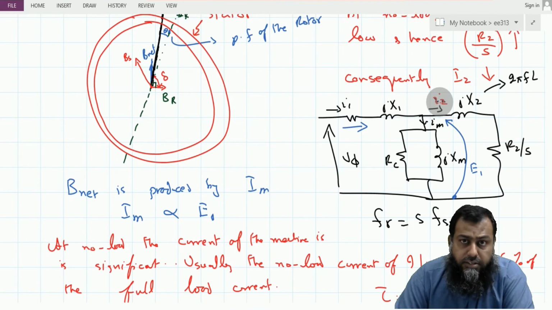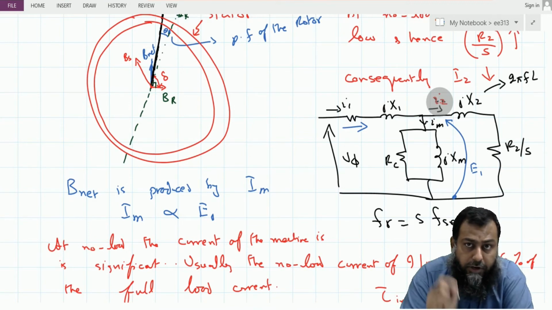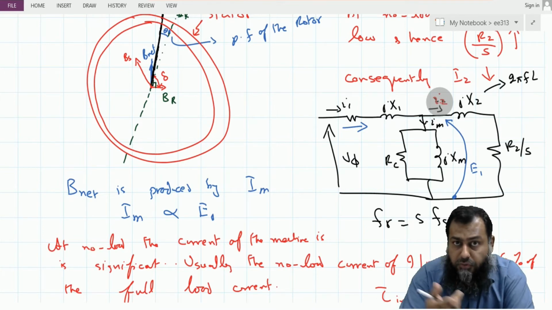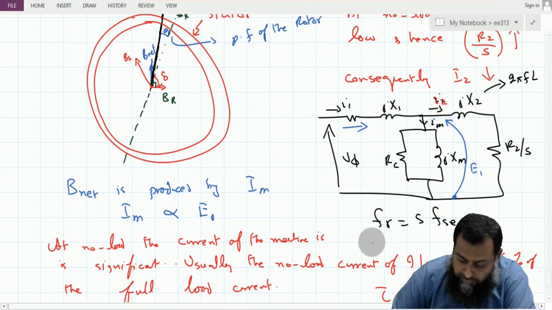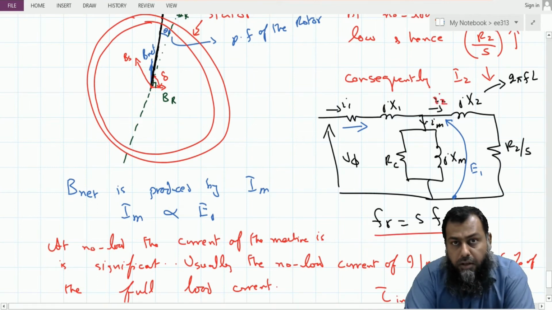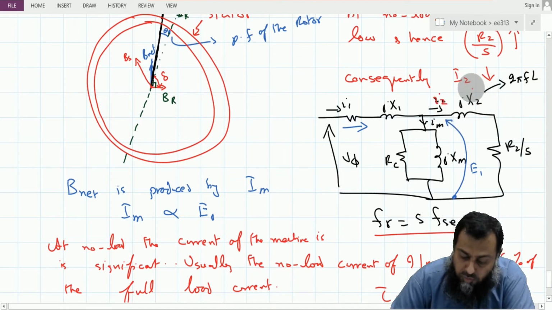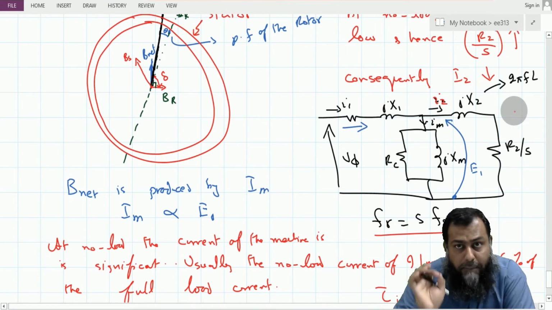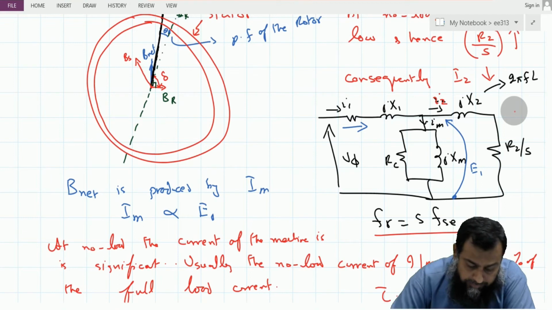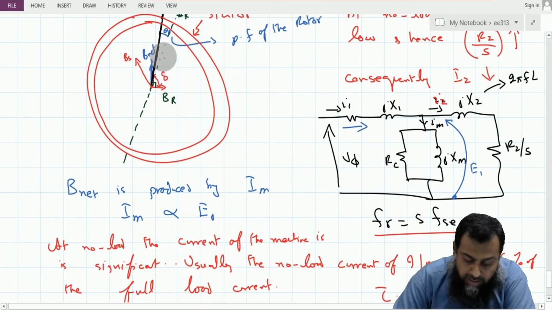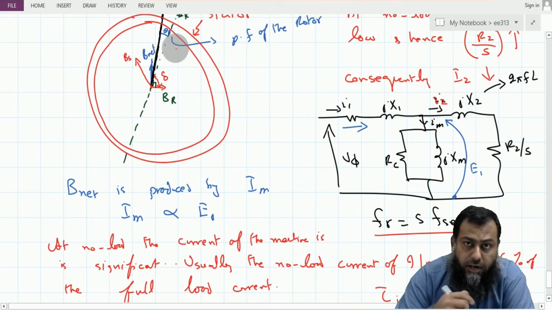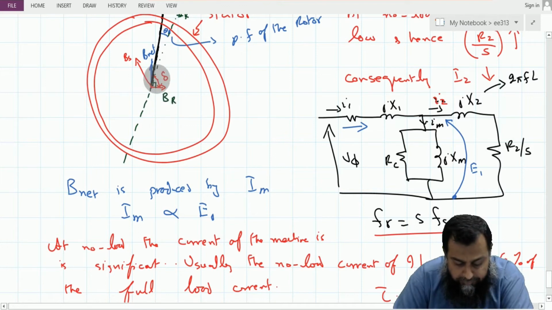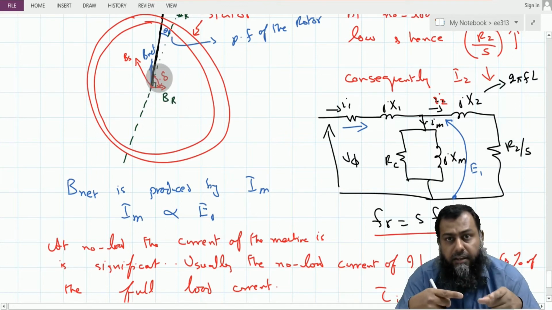That additional current will not only strengthen the magnetic field produced in the rotor circuit, but there will also be an increase in the frequency of the rotor circuit, because Fr is equal to S times Fse. Consequently, this Jx2 will have a dominant role in defining the rotor power factor angle. As a result, this current will lag further behind the rotor induced voltage, and consequently this BR will also shift, because this BR comes at exactly 90 degrees with the current.